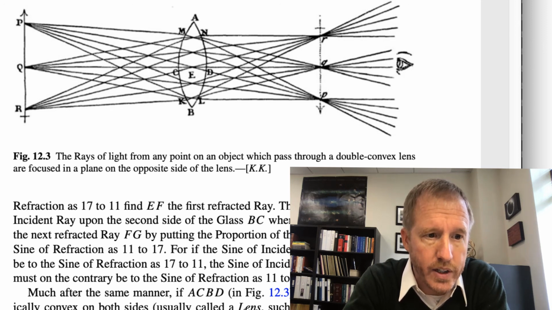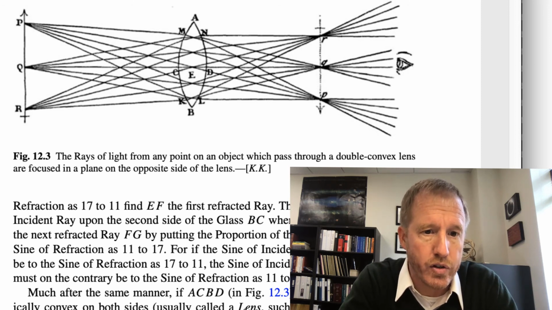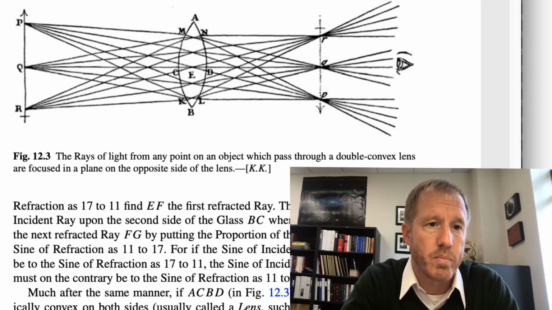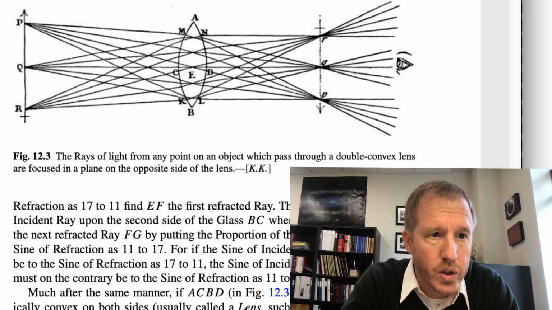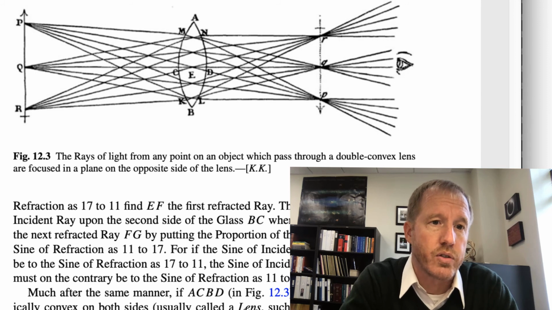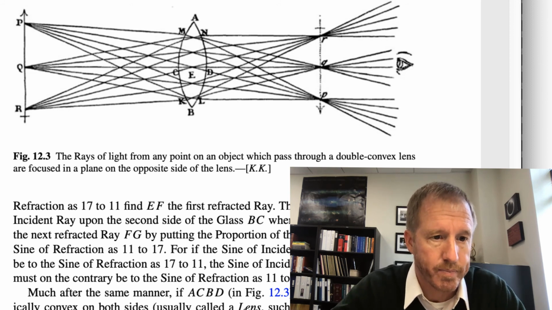And by erecting a perpendicular to the glass at the point M, find the first refracted ray capital M capital N by the proportion of the sines 17 to 11. So he's reminding us, how do we find how this ray bends? That was going from Q to capital M. Well, you erect a perpendicular to the surface. You find the sine of the angle of incidence and the sine of the angle of refraction by using the ratio 17 to 11.